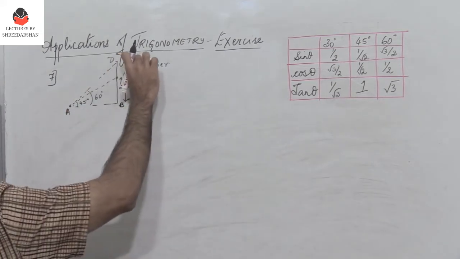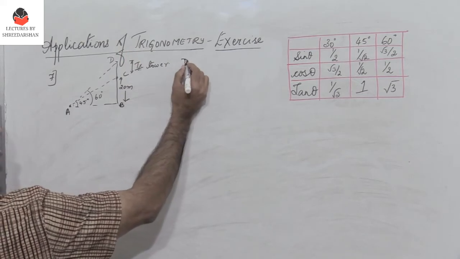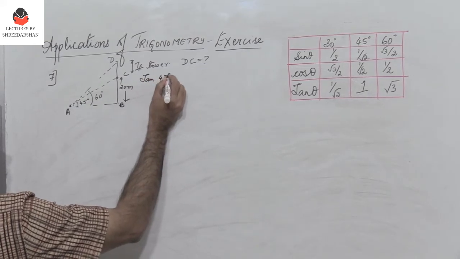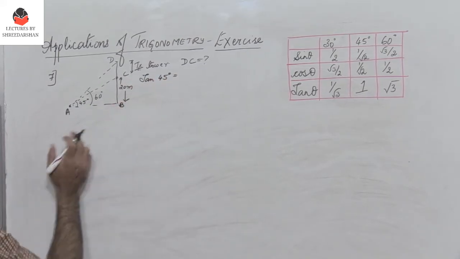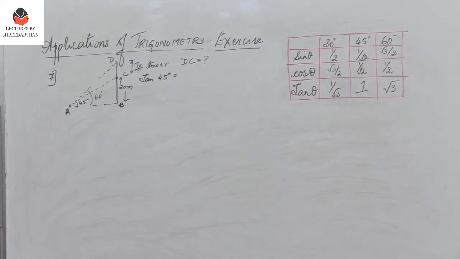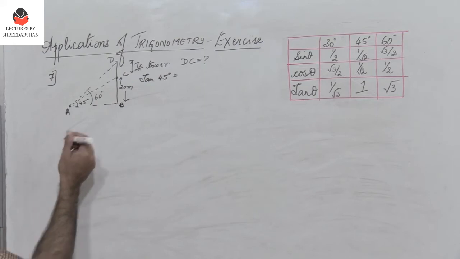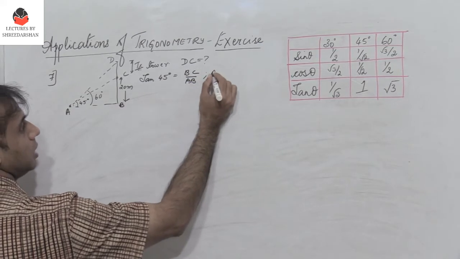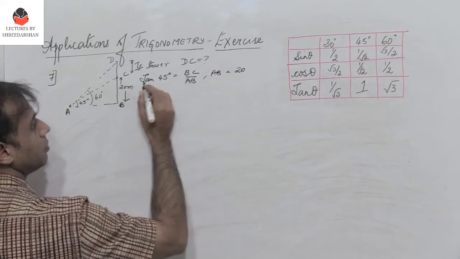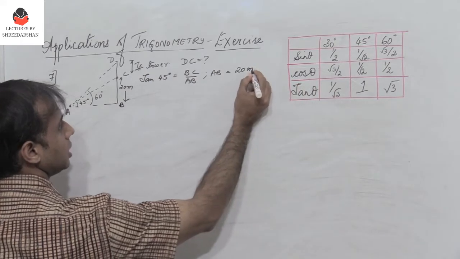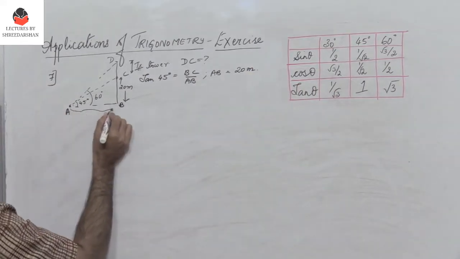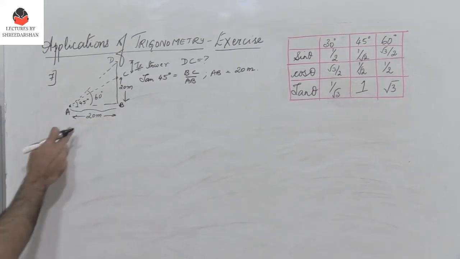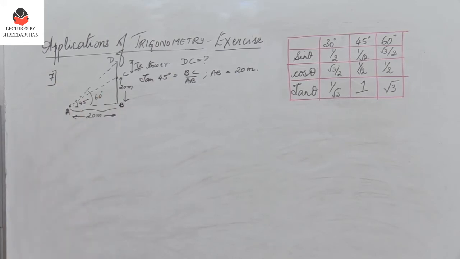So I need to find this height of the tower, which is DC. Now, what is tan 45 degrees? Tan 45 degrees is opposite side divided by adjacent side, which is BC divided by AB. So I can calculate AB. AB is BC, which is 20, divided by tan 45, which is 1. So this is 20 meters. So the distance of the point from this tower is also 20 meters.